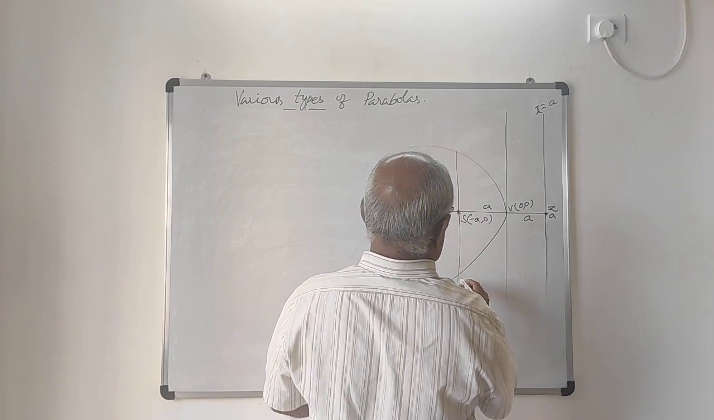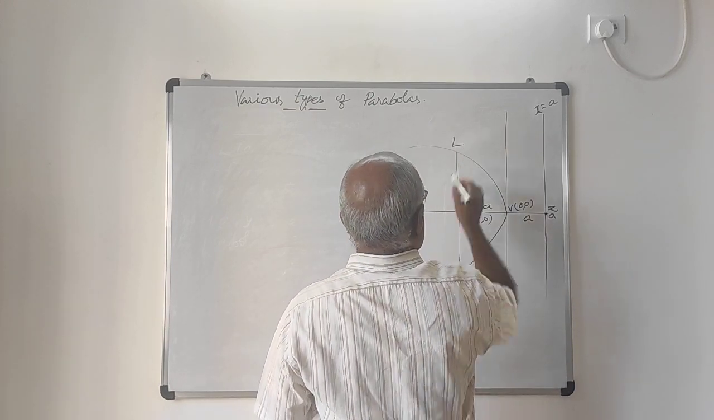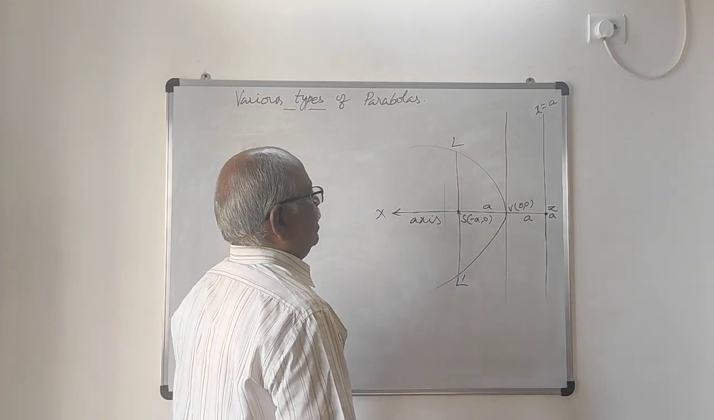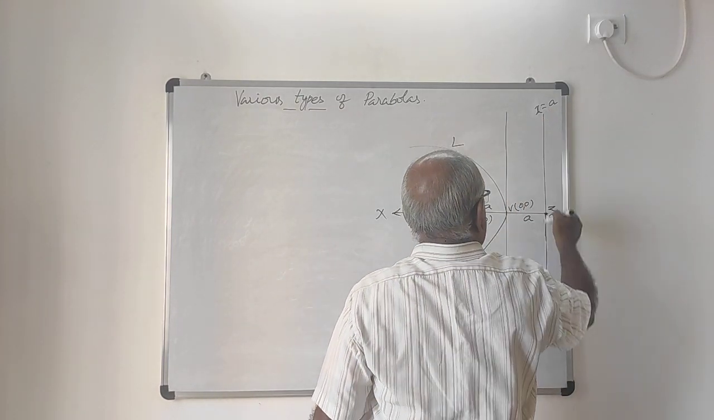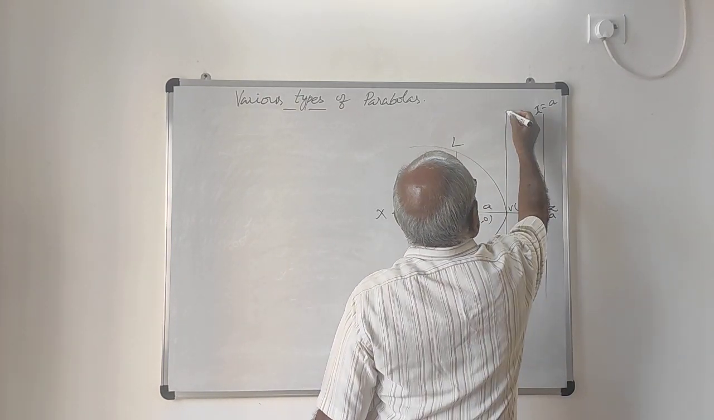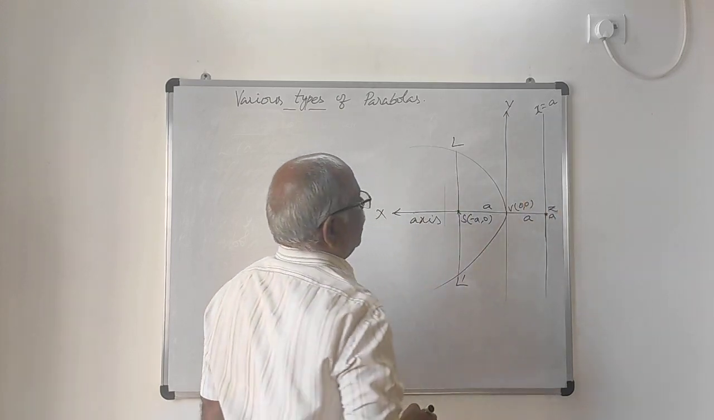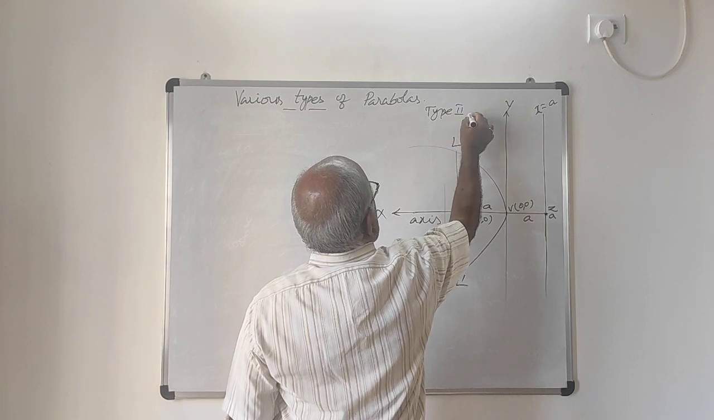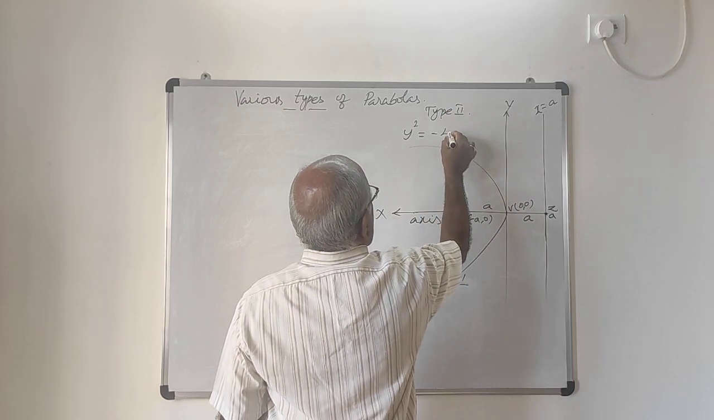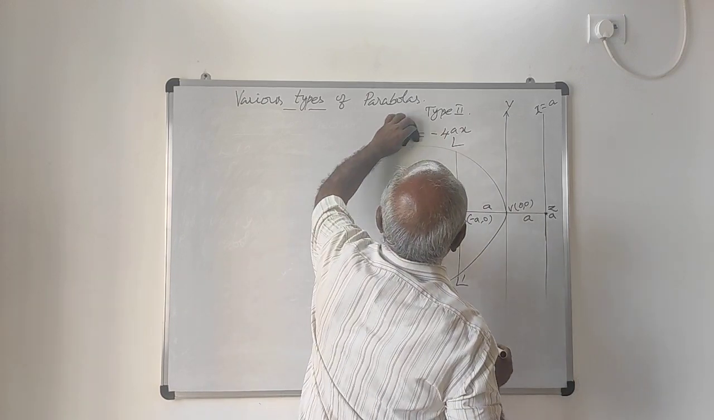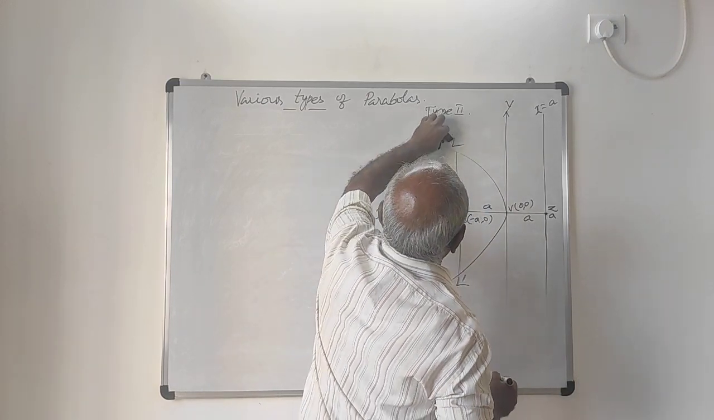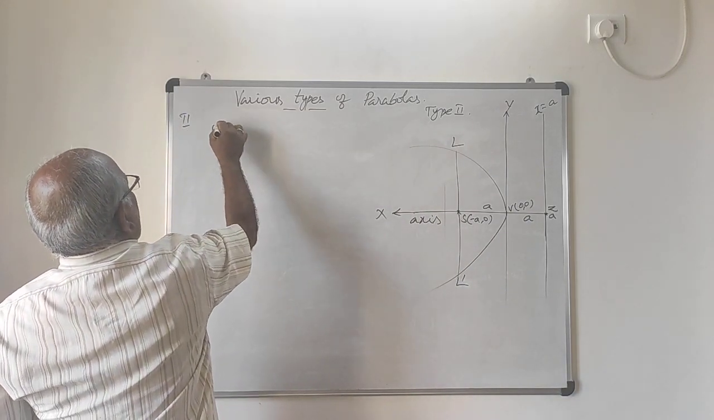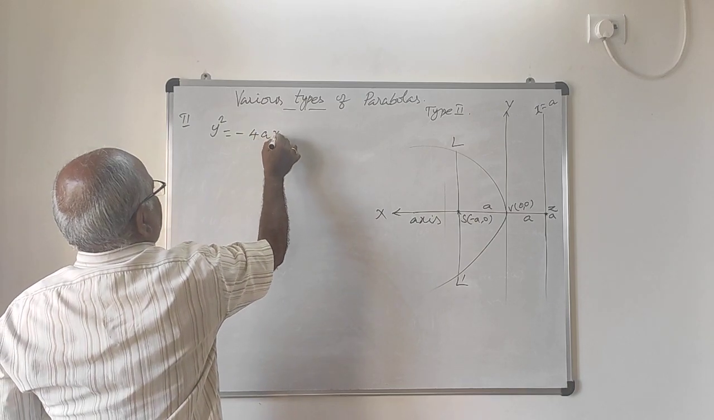Here this is LL dash, latus rectum. Axis of the parabola is x-axis. This is directrix. X equal to a is directrix. This is y-axis. This equation is defined by second type. The second type of parabola equation is y square equal to minus 4ax.